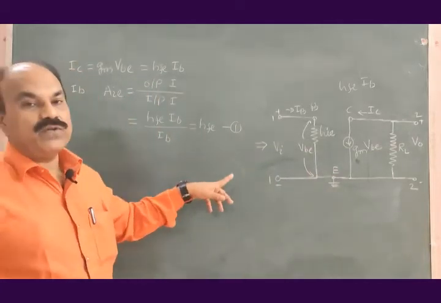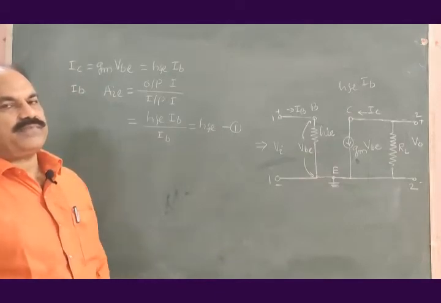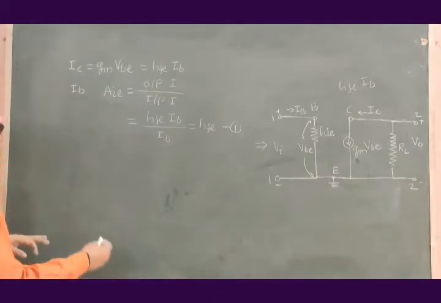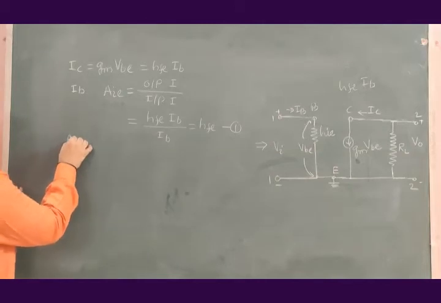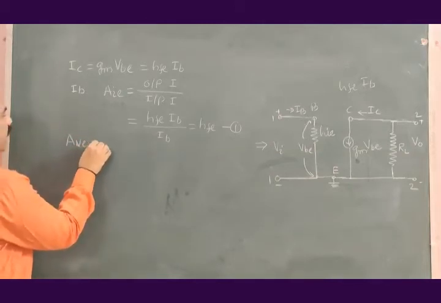After having found current gain, let us go for voltage gain. What is voltage gain? Voltage gain is here AVE.